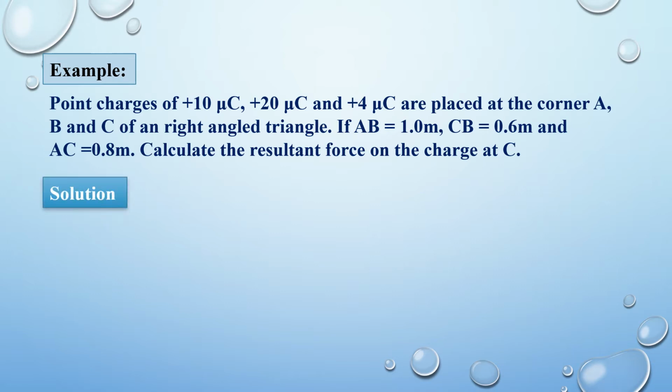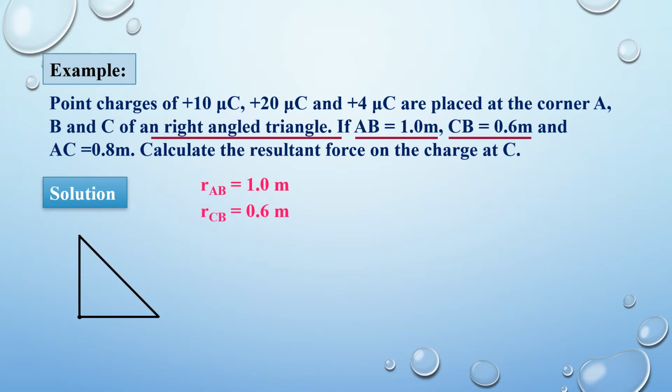So to begin with the solution of this problem, I'll first consider a right angle triangle. So let us draw a right angle triangle ABC, where they have said the distance between A and B is 1 meter, distance between C and B is 0.6 meters and distance between A and C is 0.8 meters. So we just name these points where we have all the vertices named.